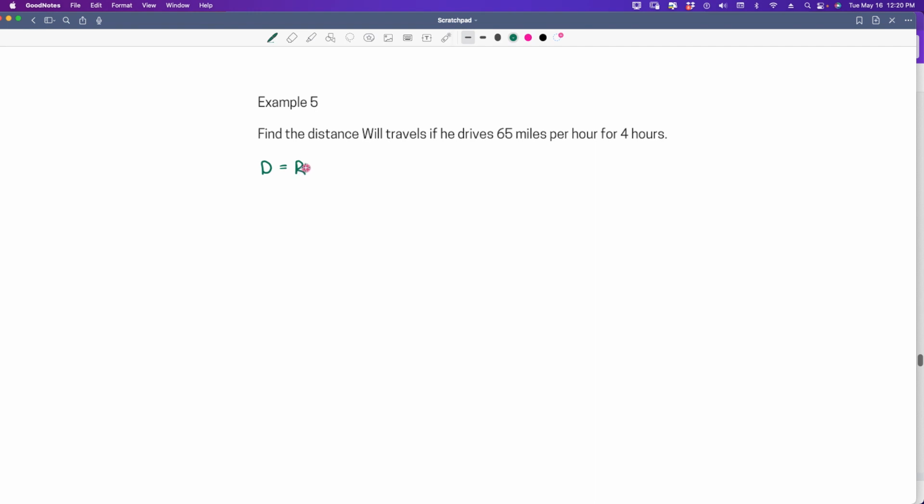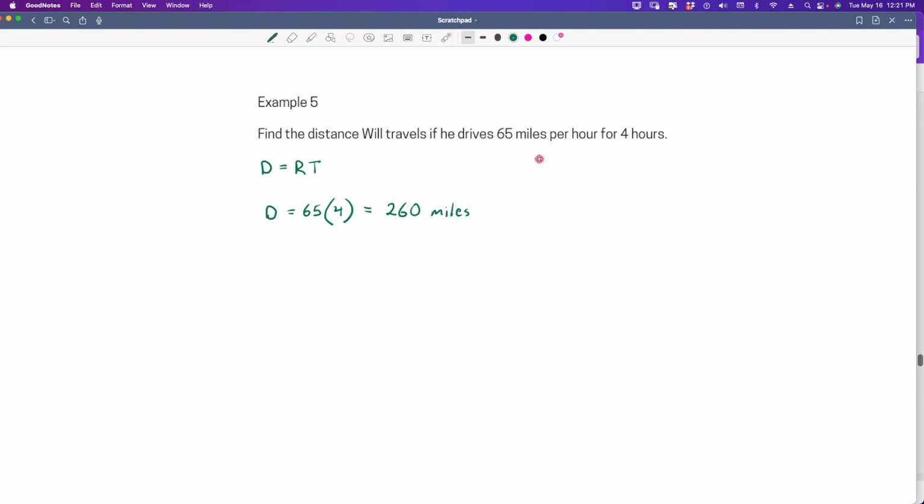To find distance, you multiply rate times time. So the distance that Will travels is equal to his speed times the time that he traveled. So 65 miles per hour times 4 hours is going to give us his distance. And when we do the calculation on our calculator, 65 times 4 is equal to 260 miles. Now there's another way that you can do this that will help you, and it goes along with unit conversion, which we'll get into later.